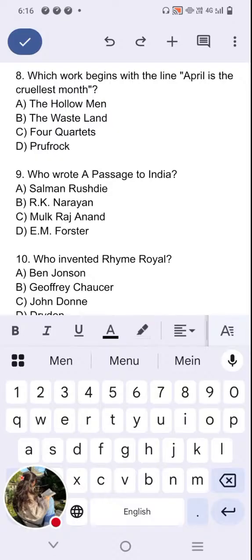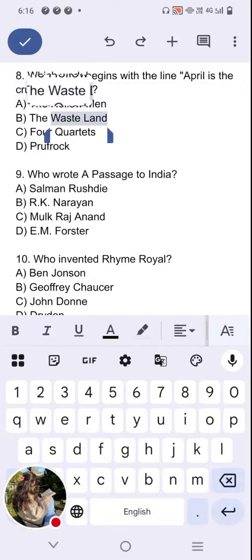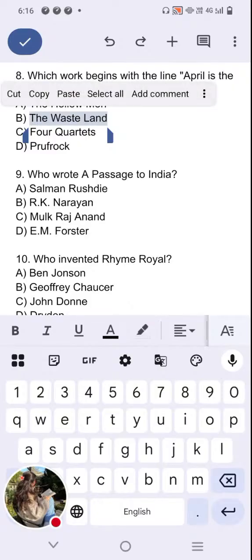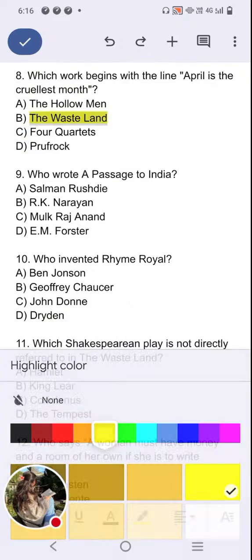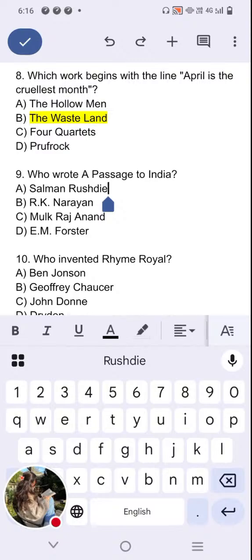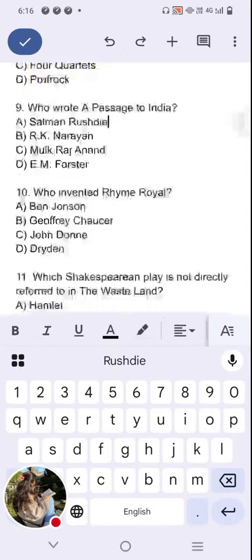As you can guess, all the works are by T.S. Eliot. Which work of T.S. Eliot begins with the line, April is the cruelest month? And the right answer is option B, The Wasteland. The Wasteland is very important. There are millions of questions that can be asked from this particular work.